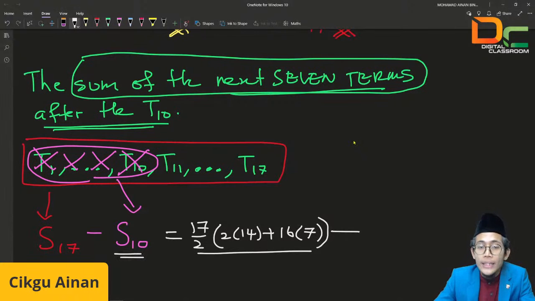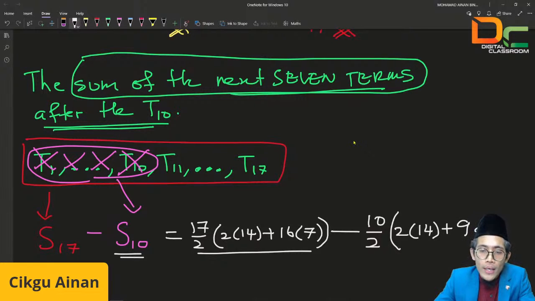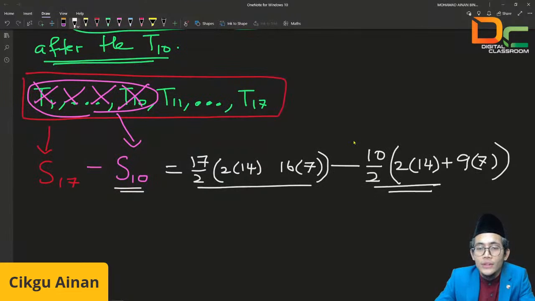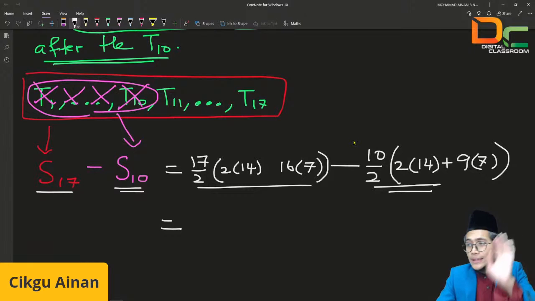Now we are going to write the formula for S10. S10 is 10 divided by 2, times double the first term, plus 9D. How did I get 9D? Because 10 minus 1, and D is the common difference. So I use the calculator.